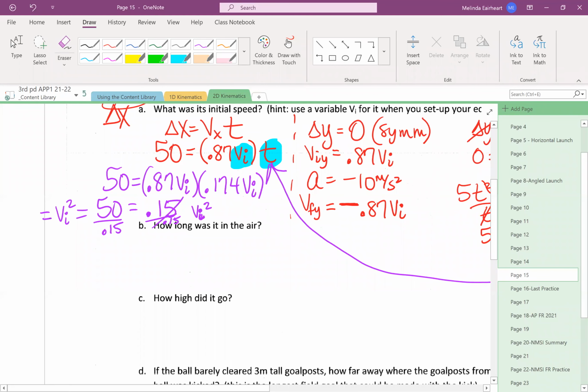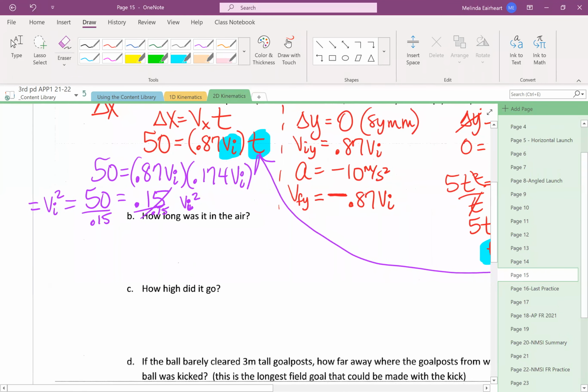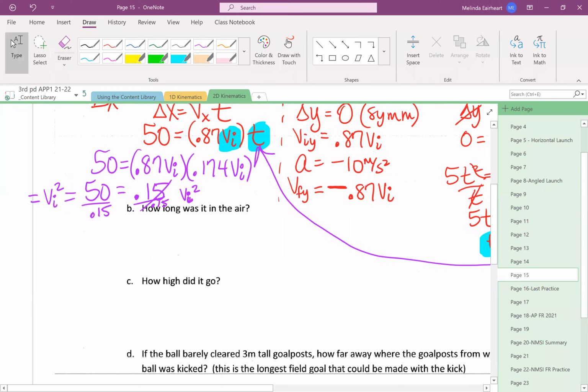This is going to be a bigger number. Wait, hold on, 50 divided by 0.15? Oh, not yet. 333.3, so it's all repeating there. Okay, so that equals VI squared.